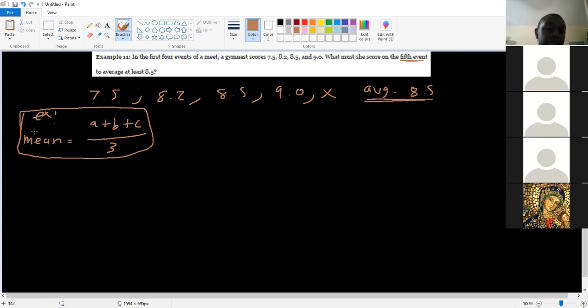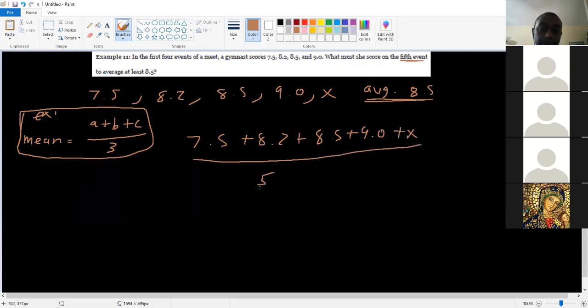So for an example, I just put here that the average, or mean, which is a different way to say average, is the sum of the numbers a plus b plus c divided by the amount of numbers that there are. So there's 3 numbers here, so divide by 3. For this one, there's 5 numbers. 1, 2, 3, 4, 5. We don't know this one, but it still counts as a number. So 7.5 plus 8.2 plus 8.5 plus 9.0 plus x, all divided by 5. The average must be 8.5.